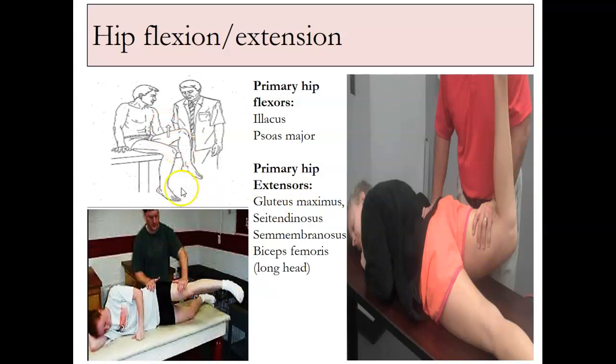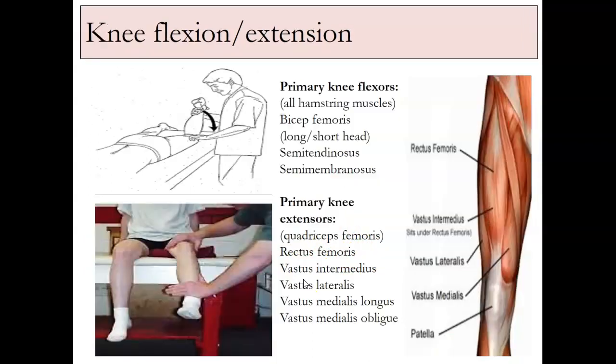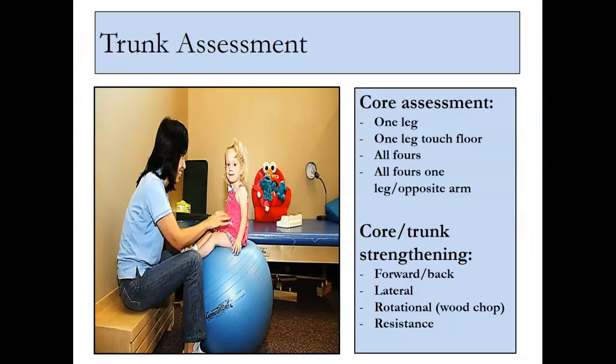Hip flexion, he's flexing his hip up and she's extending it. This is extension, this is flexion. He's flexing his hip as well. Iliacus and psoas are the big flexors. The extensors are the glutes and the biceps femoris, mostly the glutes. Knee flexion and extension: he's extending his knee, the rectus femoris, the quads, then he's flexing, all the hamstring muscles flexing the knee. FYI kind of stuff.